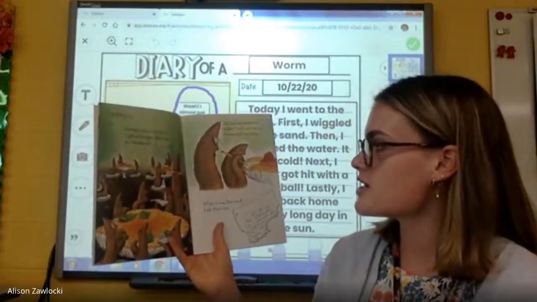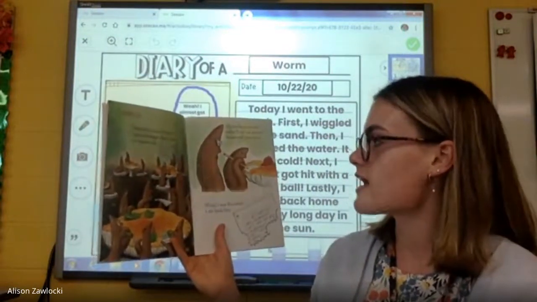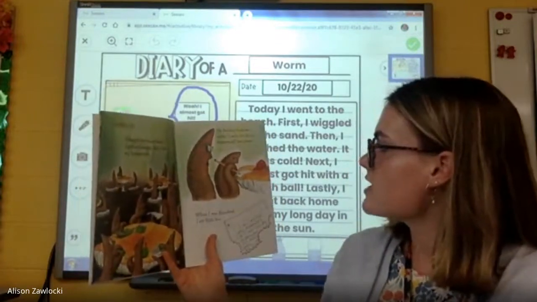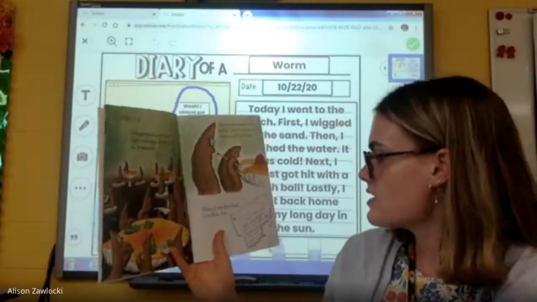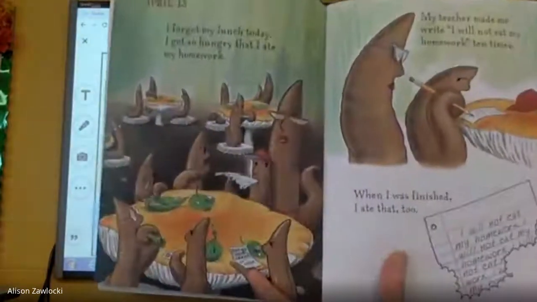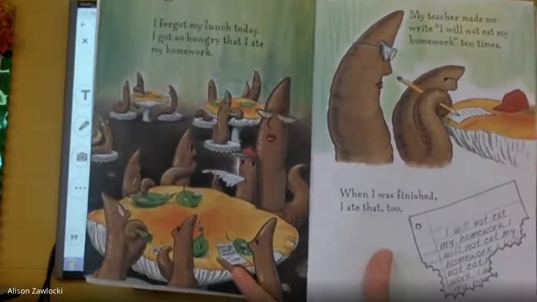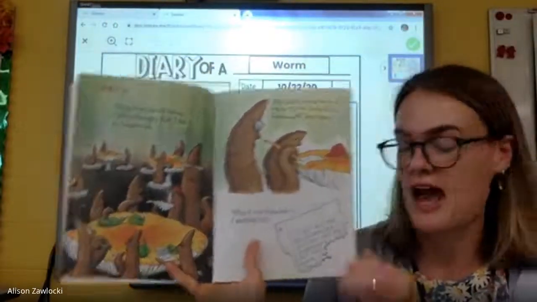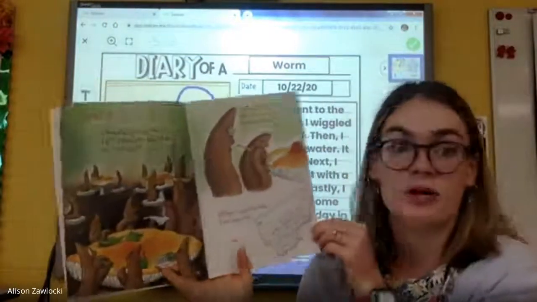April 15th. I forgot my lunch today. I got so hungry that I ate my homework. My teacher made me write, I will not eat my homework 10 times. When I was finished, I ate that too. Ooh, so it seems like he ate his homework and then he got in trouble and had to write, I will not eat my homework, and he ate that too.